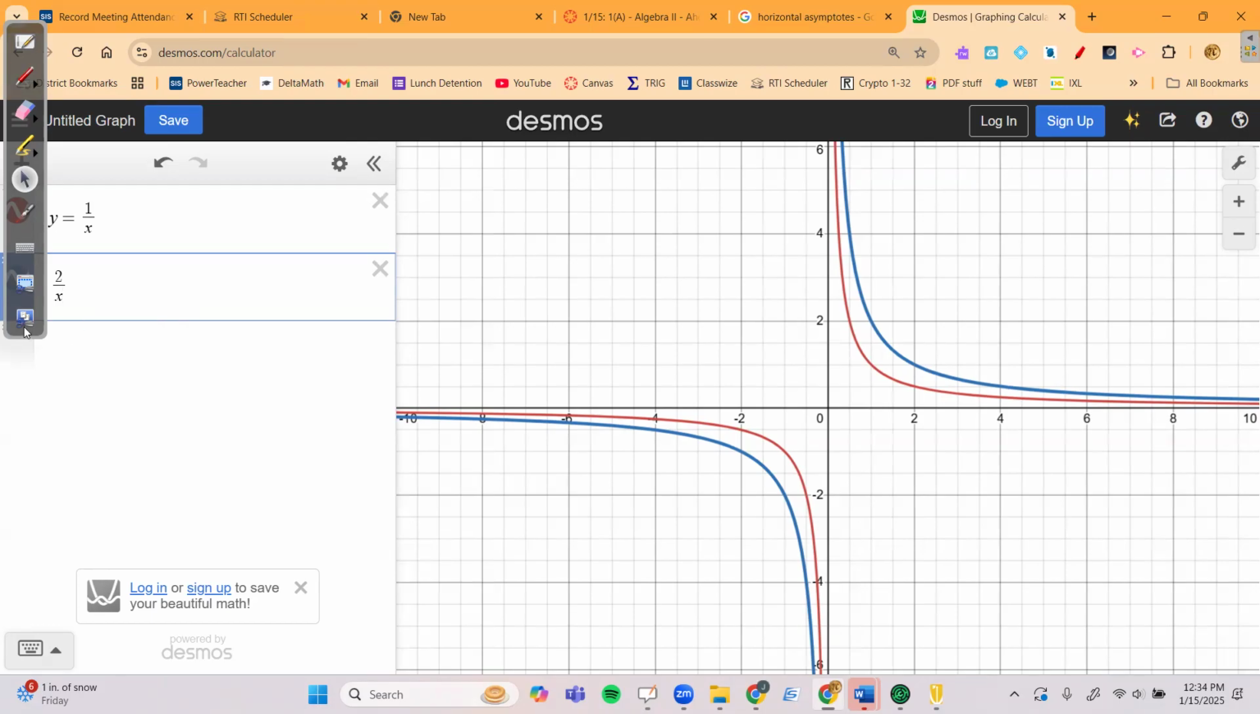Okay. And what do you think happens if I put a negative on it? What if I did the 1 over X parent function, but I stuck a negative in the front?